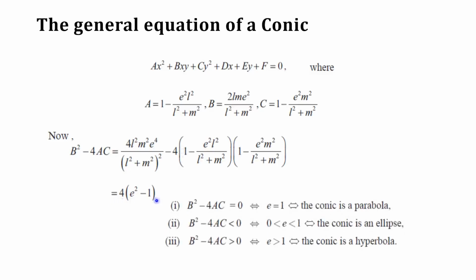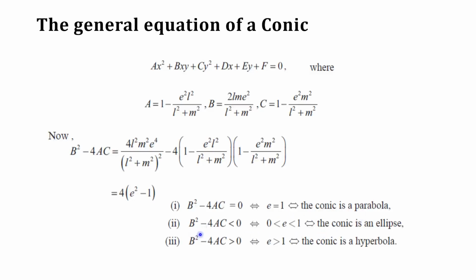Okay, then we are having some conditions. That is, b square minus 4ac is equal to 0. If you are finding that answer as 0, it means if and only if e value is equal to 1. That is, if and only if the conic is a parabola. If e value is 1, that curve is called a parabola.